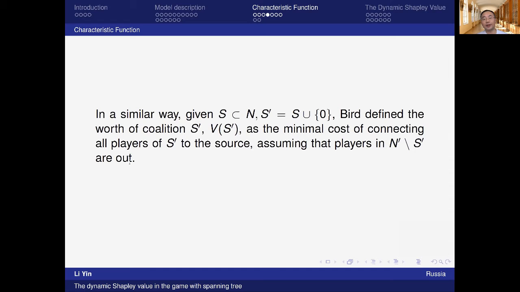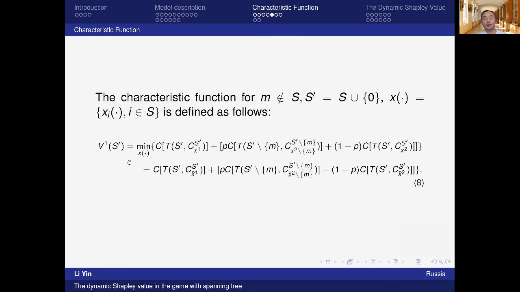So in a similar way, given subset S, and we use the result from Bird to define the worth of coalition S, V(S), as the minimal cost of connecting all players to the source. In this situation, I show that N without S are disconnected, and they will not lend any help to coalition S. This is the definition of characteristic function for coalition S.